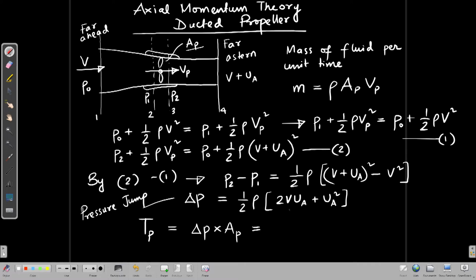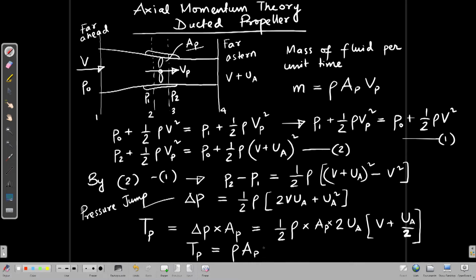right. So, the right hand side we can write as half rho into AP, taking 2 UA common, V plus UA by 2, and then the thrust TP becomes rho AP UA multiplied by V plus UA by 2. So, this is the thrust which is generated by the propeller.